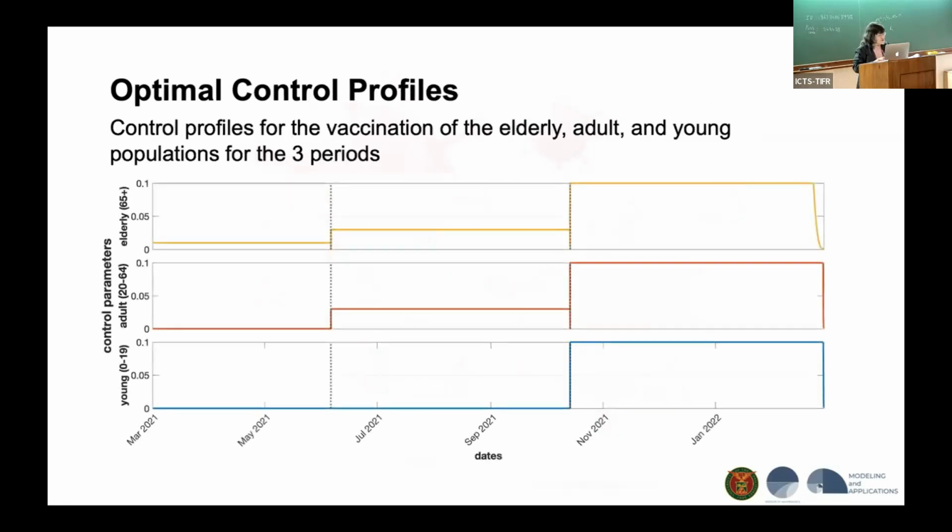So after numerical simulation, we arrived at these optimal control profiles. The controls here, u_1, u_2, and u_3. One can see that in the first period, for the elderly, u_1 is equal to 0.01, and then in the second period it increased to 0.03, and then in the third period increased to 0.1. And as for the adults, in the first period there is 0 vaccination, so u_2 is 0, then in the second period it is equal to 0.01, and in the last period it is 0.1. As for the younger age group, the control is 0 in the first and second period, and then in the last period is equal to 0.1.